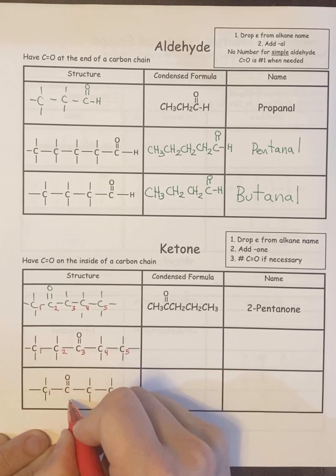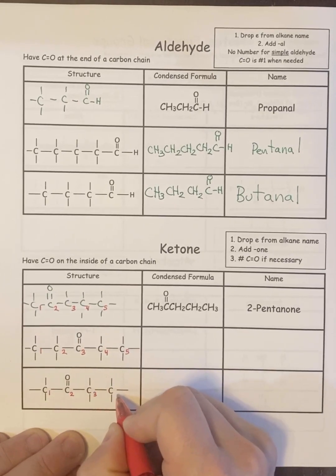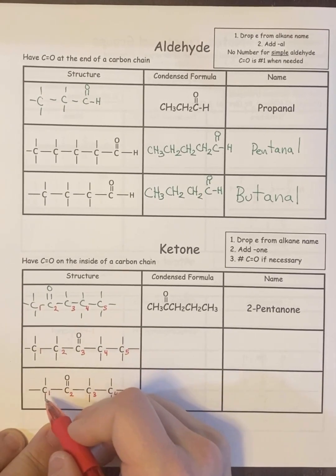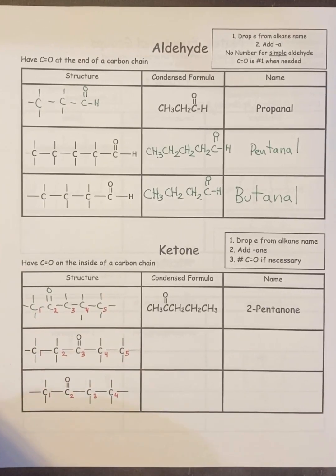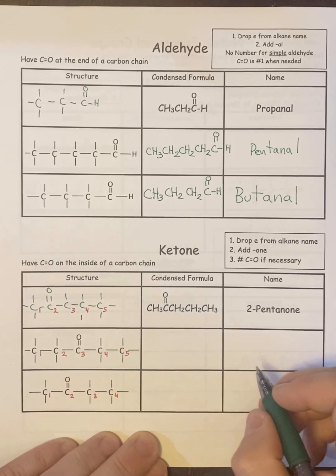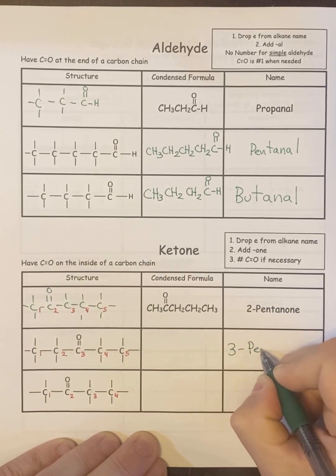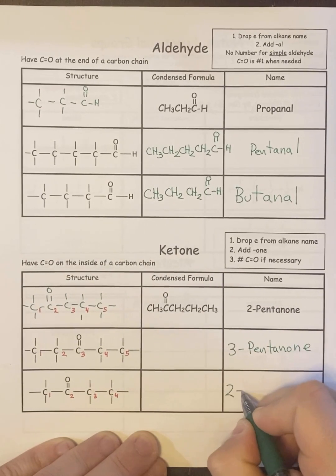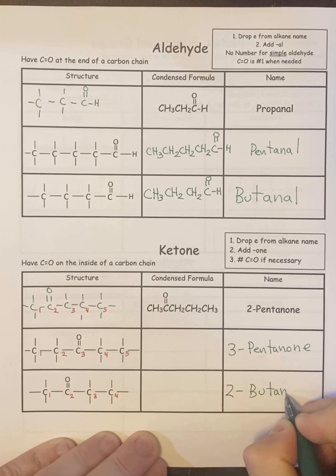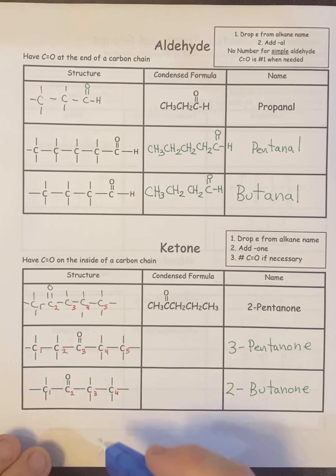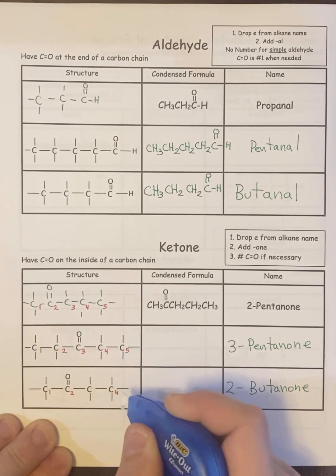And then this one, it does matter. Because if I number it this way, it's 2. And then technically, if I numbered it the other way, it would be 3. So it does matter, to a point. You'll see in a second. So let's name them. This would be 3-pentanone, and this would be 2-butanone. Or would it? Okay, so that's my question. Is the last one right? And it turns out the last one is not right. And there's a reason.